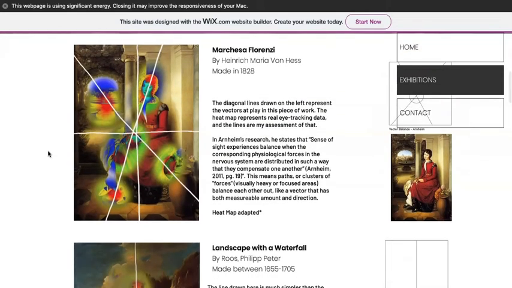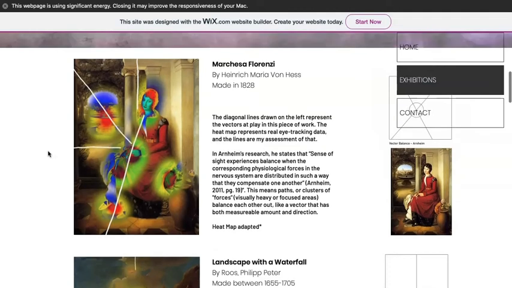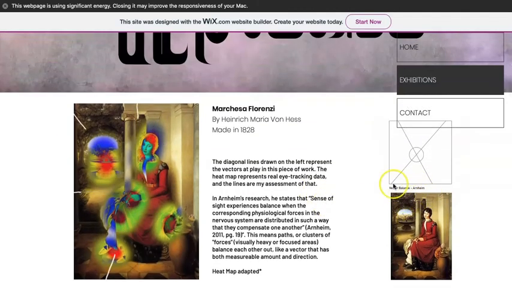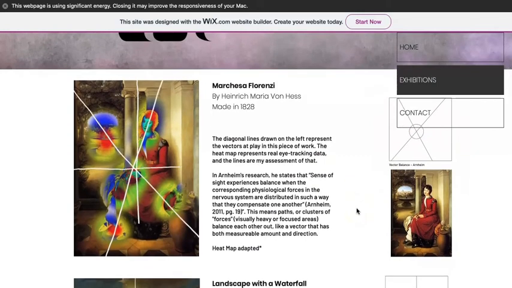So this first piece here, as you can see on the right side, talks about vector balance. So the vector lines are drawn from areas of high interest, as proven by the eye tracking data in the heat map form, as you can see here on the left. The intersection of the vectors are the equilibrium of the composition, the term Arnhem uses, which often but not always is the focal point of a composition.